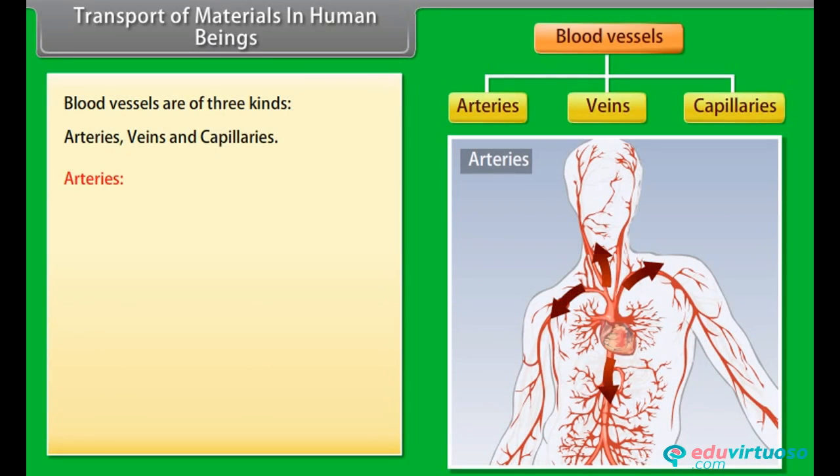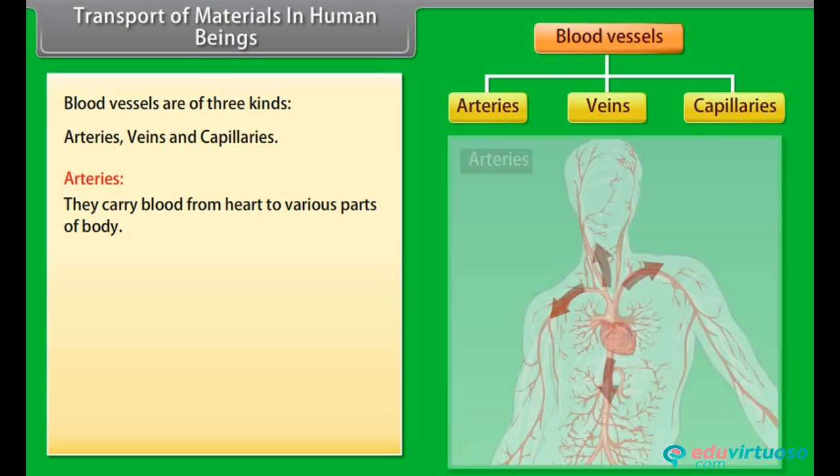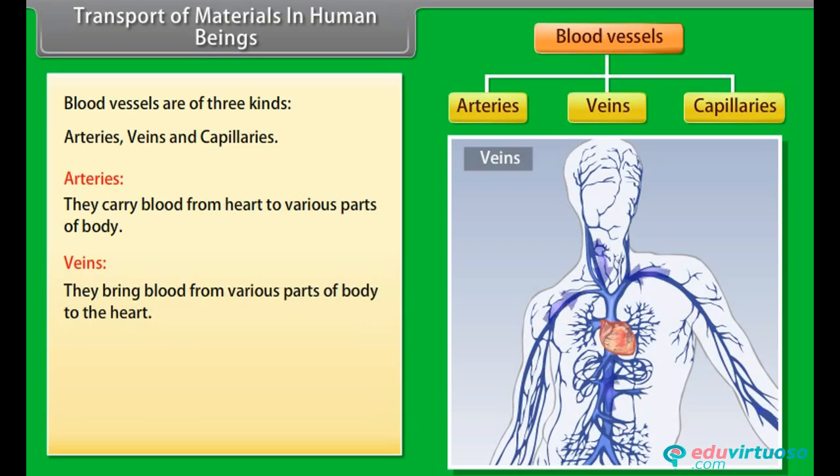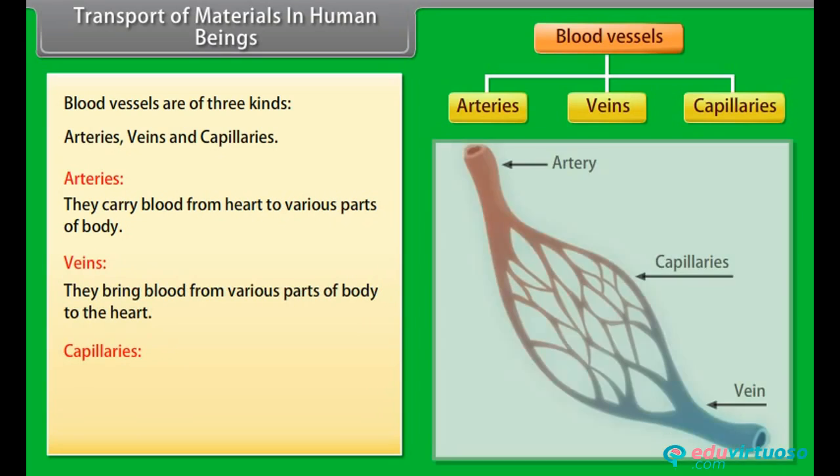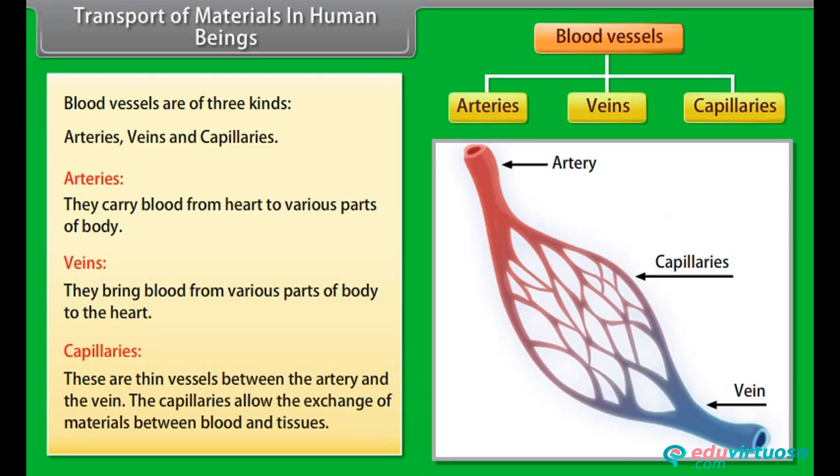Arteries. They carry blood from the heart to various parts of the body. Veins. They bring blood from various parts of the body to the heart. Capillaries. These are thin vessels between the artery and the vein. The capillaries allow the exchange of materials between blood and tissues.